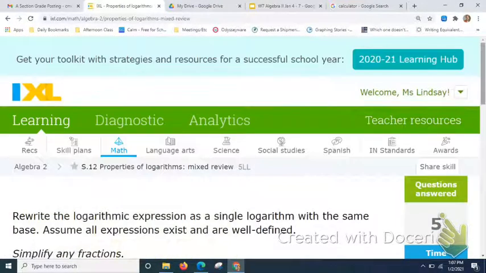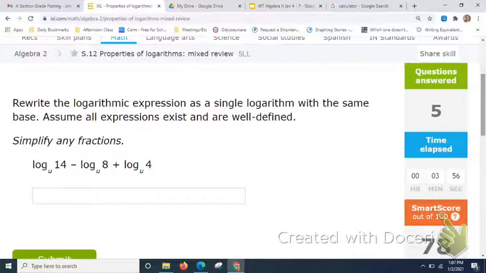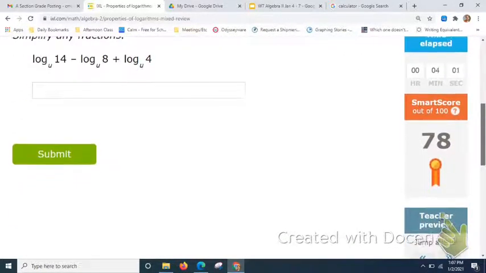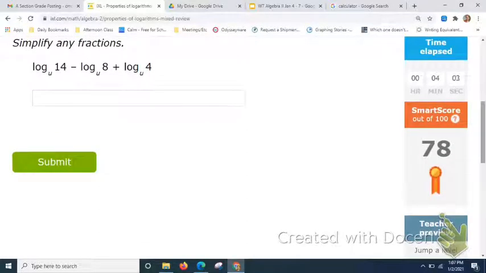So that one actually had a couple, so we may have things that involve more than one of the rules, which is good practice because on your test there's going to be some things with more than one of the rules in the same problem.